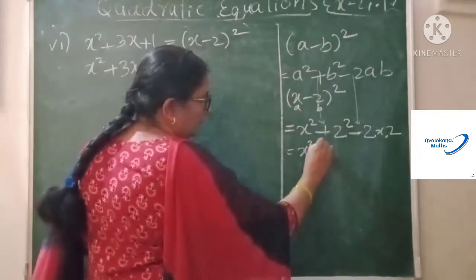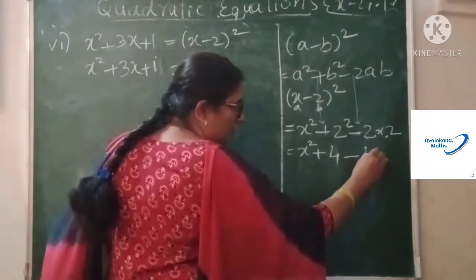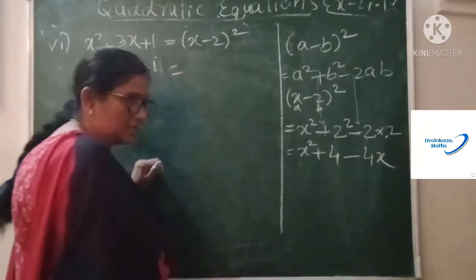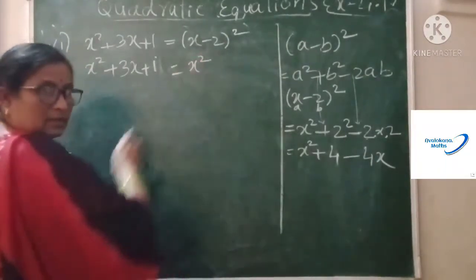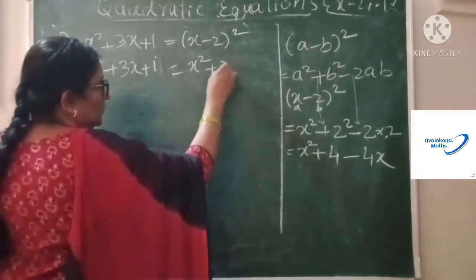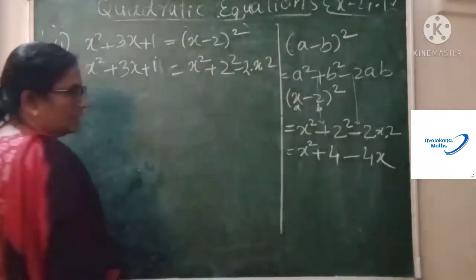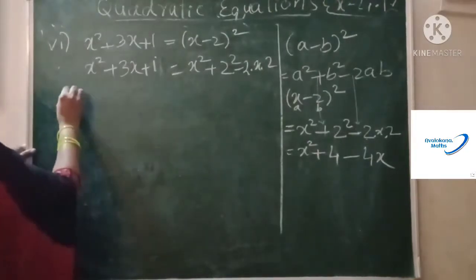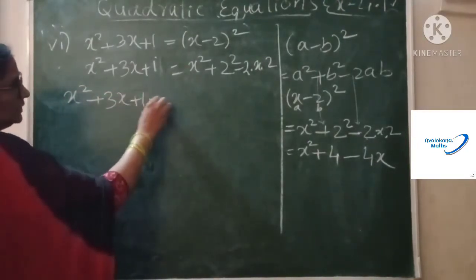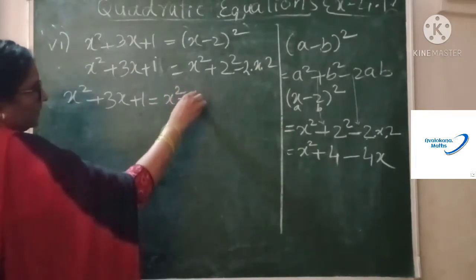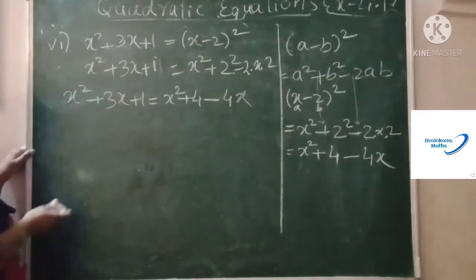x square plus 2 square becomes 4, minus 2 2s are 4x. The same thing you are transferring here, or you can write it this way: x square plus 2 square minus 2ab. Okay. Now look at this: x square plus 3x plus 1 is equal to x square plus 4 minus 2 2s are 4x. Now what is the next one?